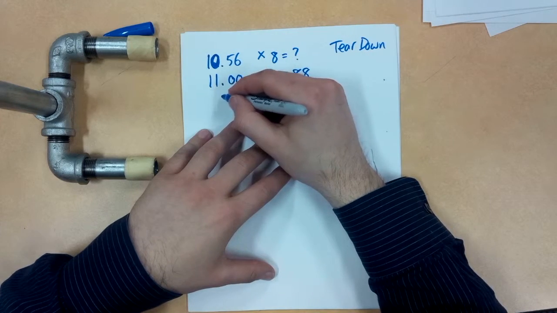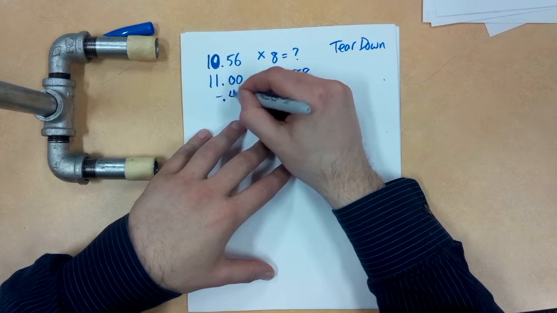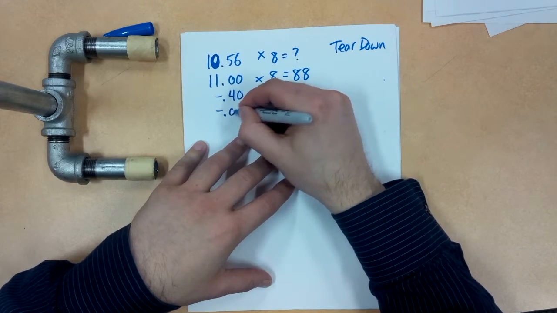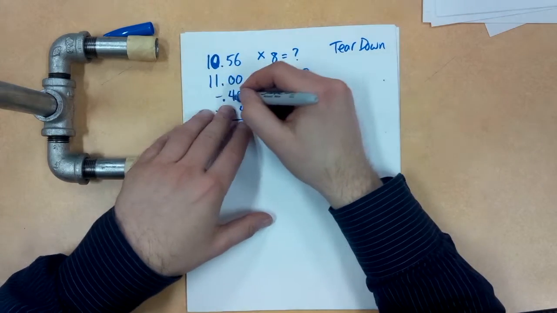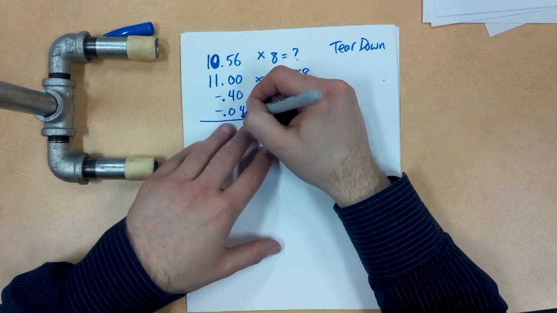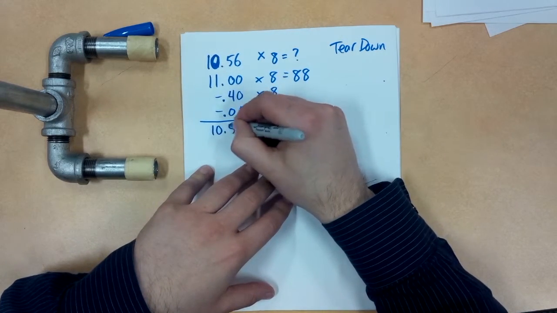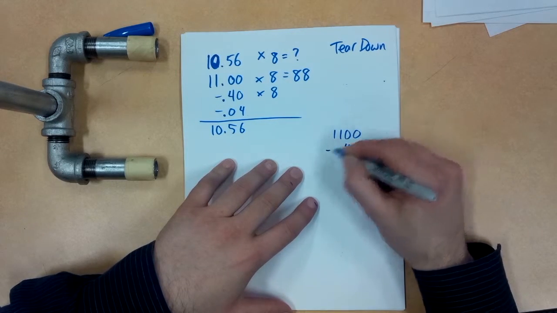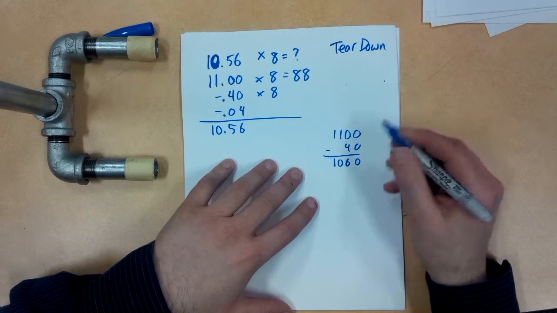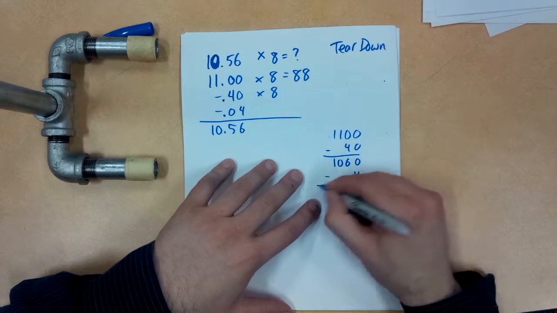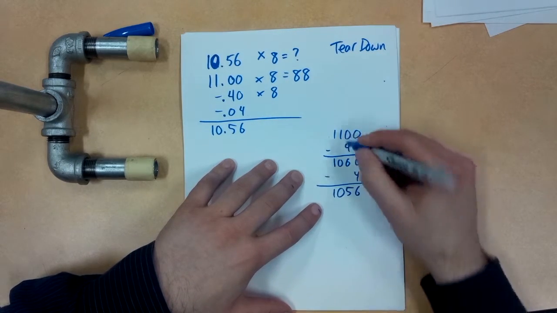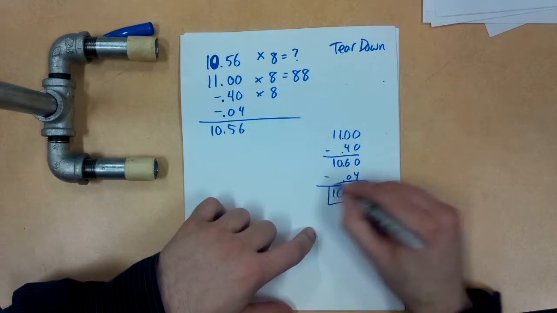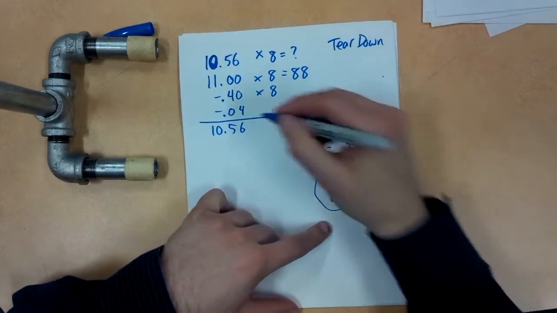And then I could just subtract 0.4 times 8 and then subtract 0.04. And I know that 11 subtract 0.4 subtract 0.04 is going to be 10.56. And I know that's because, think about it, 1100 minus 40 is 1060, minus 4 is 1056. Of course, if I had a dot in there, it wouldn't change a thing.